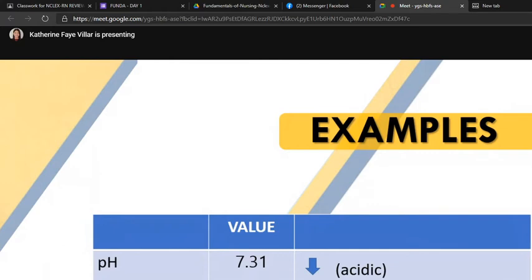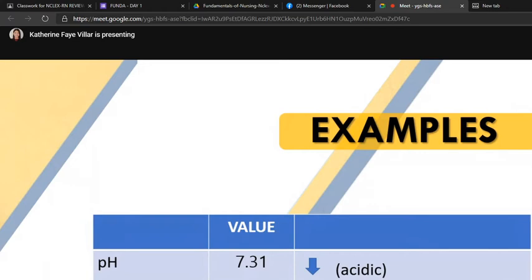Okay. And then, HCO3. 22 to 26. It's high, which means alkalosis. Okay, alkaline. So what is now our reading?